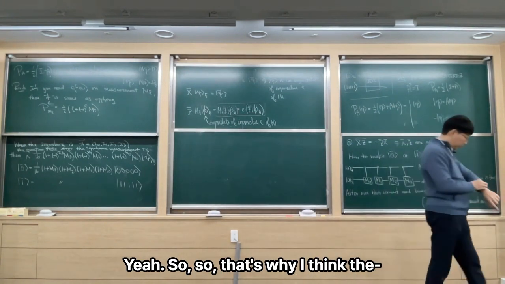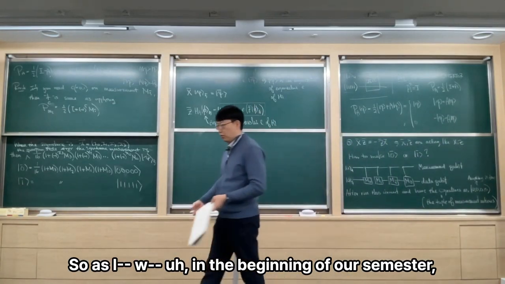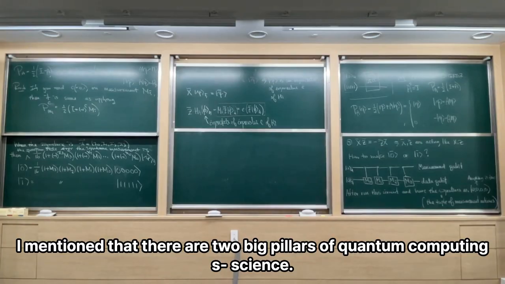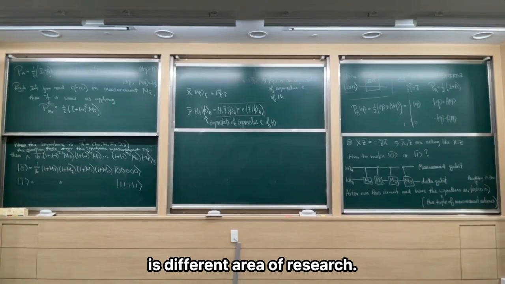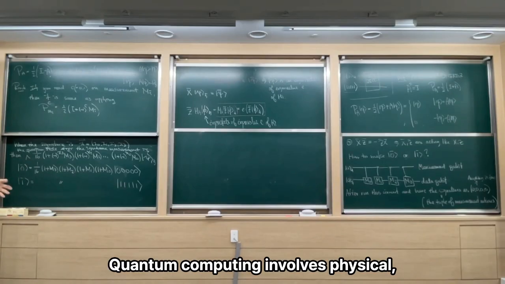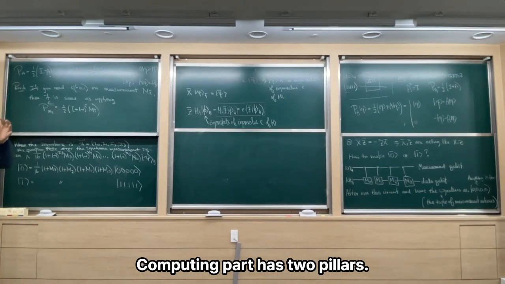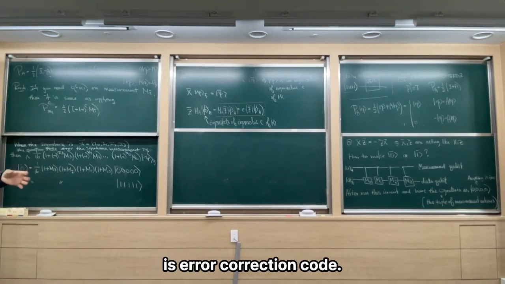Yeah, so that's why, as I mentioned in the beginning of our semester, there are 2 big pillars of quantum computing science. So quantum computer and quantum computing are different areas of research. Quantum computer involves physical materials and all the others. The computing part has 2 pillars. One is algorithm, the other is error correction code.